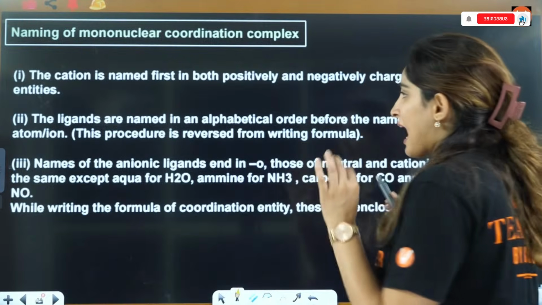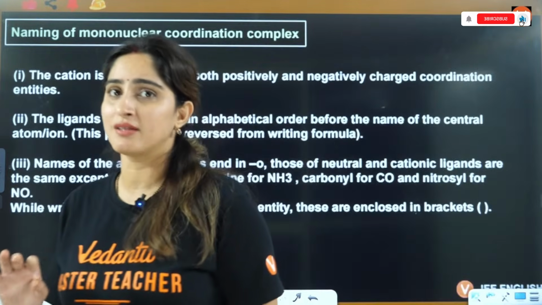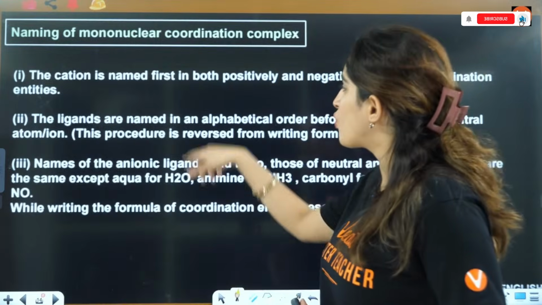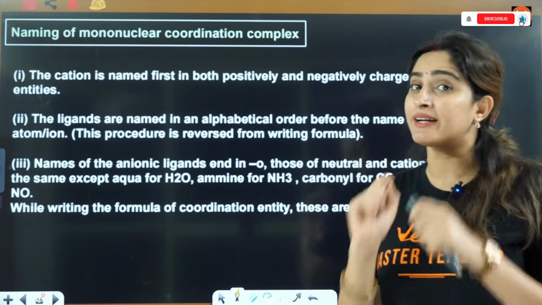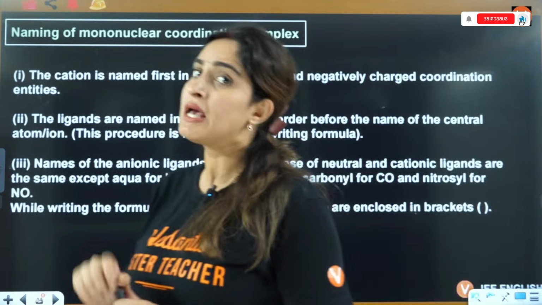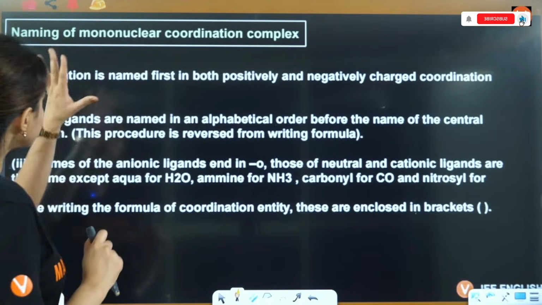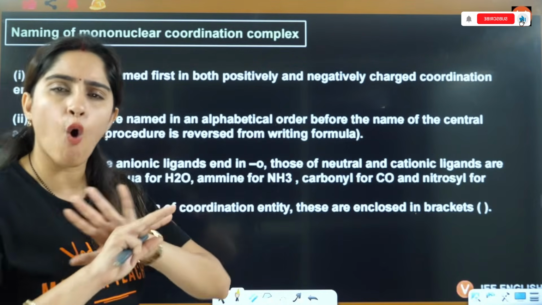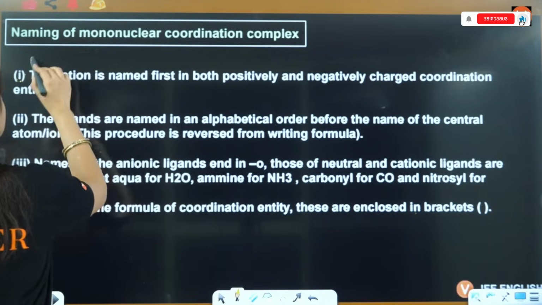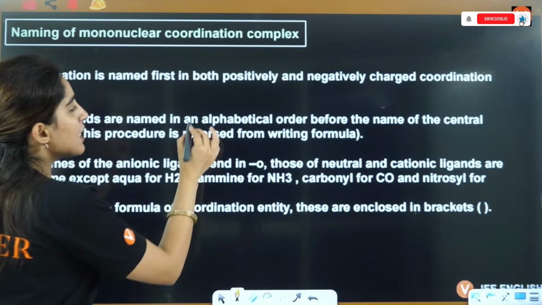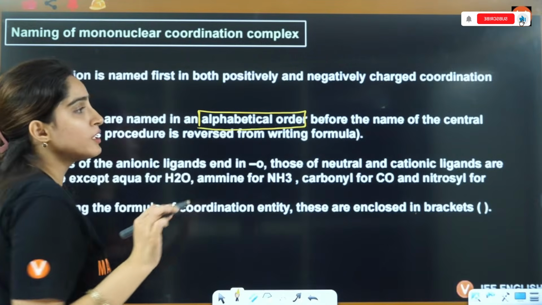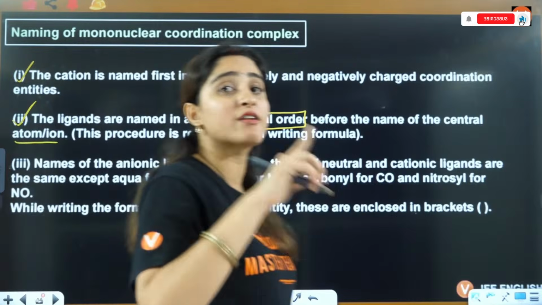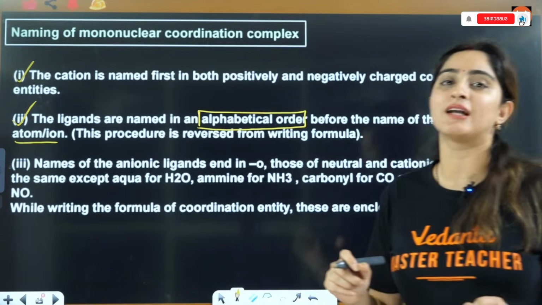Then the next category of question, a very simple question that they ask you, is nomenclature. So for nomenclature, you just have to go through these rules, and we will see some latest questions and how they have asked them. See these rules very carefully. First, you will always write the cation and then the anion. In all cases you will write it like that only. The second rule is that the ligands are named in alphabetical order before the name of the central metal atom. That means firstly you will write the ligands and then the central metal atom.